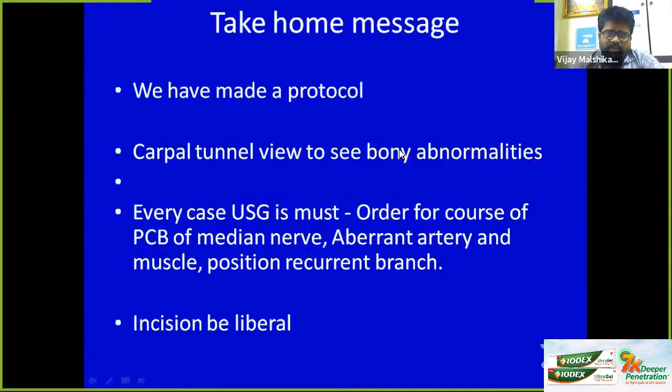So the take-home message is we have made a very strict protocol myself. I have to do a carpal tunnel view to see the bony abnormalities, and in every case ultrasound is a must for me. Tell your sonologist that he should give the location of the palmar cutaneous branch of the median nerve. If there is an aberrant artery, you should mention it, and also the muscle and position of the recurrent branch. And don't be liberal with the incision, thinking I should do it in 1 centimeter or 2 centimeter. If you are in doubt, always extend the incision and do the proper carpal tunnel release. Thank you very much.